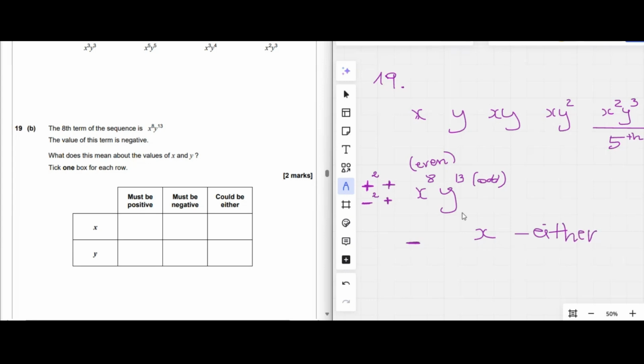How about y? A positive number to the power 13 will still be positive. How about a negative number to the odd power? For example, negative 1 to the odd power 3.